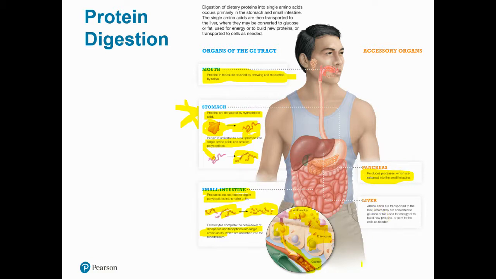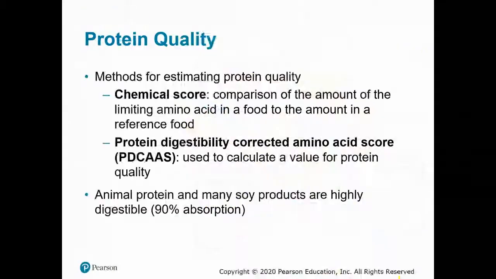And then the liver, so from the blood, these amino acids are going to go to the liver. And again, they might get converted to glucose or fat if they are in excess. They might get used for energy if the person is in dire need for energy, or we're going to build new proteins or get sent out to various body cells to restock the amino acid pool in those body cells.